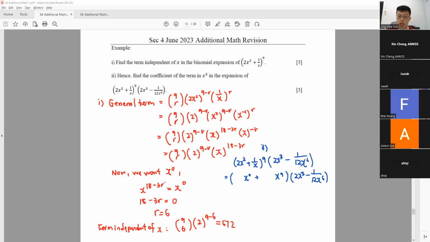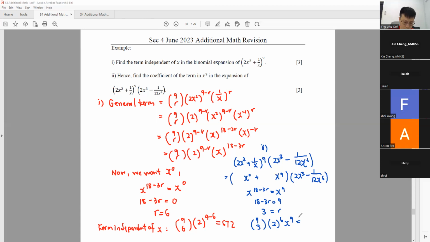So how to find x to the power 9? I use back my general term. x to the power 18 minus 3r equals x to the power 9. 18 minus 3r equals 9, r equals 3. So now my r equals 3 will be my x to the power of 9 term. So when r is 3, we will have 9, 3 to the power of 6, x to the power 9, which is equal to.